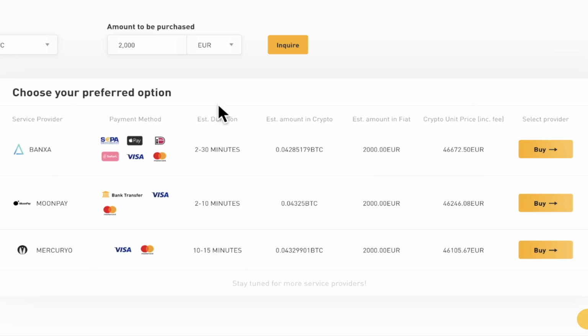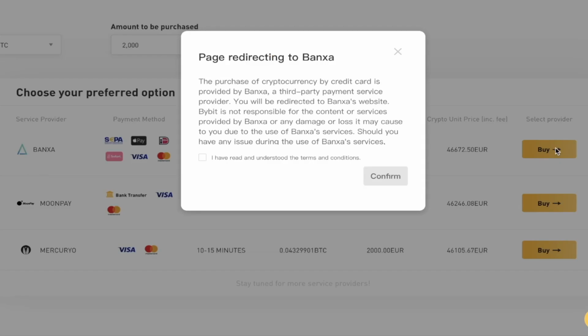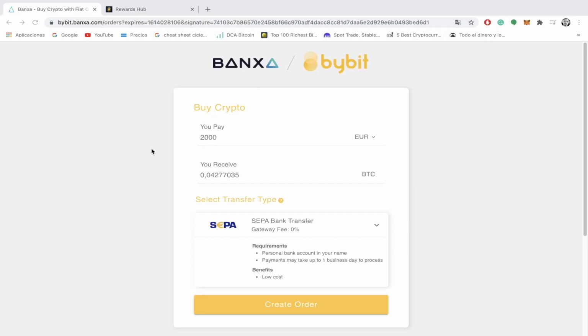This will give you several payment methods. If you want to use the first option, you can use MasterCard, Visa, Apple Pay, or these several other ones. It will take in between 2 and 30 minutes. Your estimated amount in crypto will be 0.042 in this case, and about 2,000 euros. And the crypto unit price is 46,672 euros. You would go to buy now. You will have to confirm here the page redirecting to Banxa, which is where you're going to purchase your cryptocurrency. This will take you to this page so you can proceed with the payment to buy your Bitcoin. As you can see, 2,000 euros, 0.042 BTC.